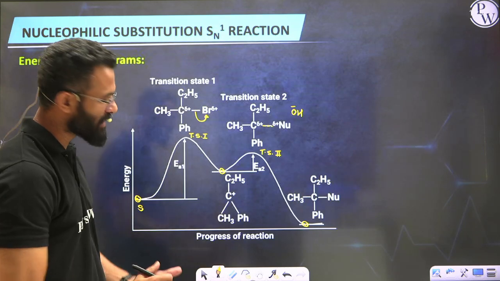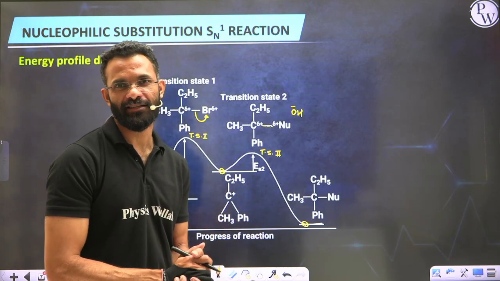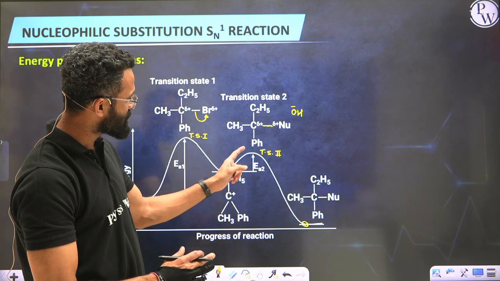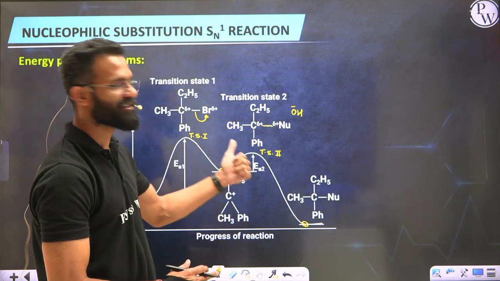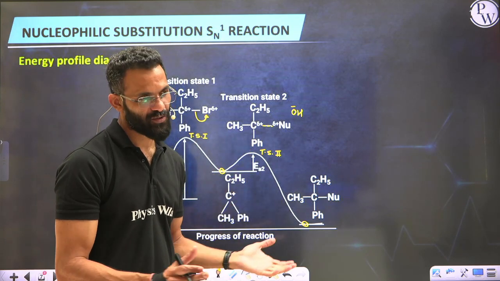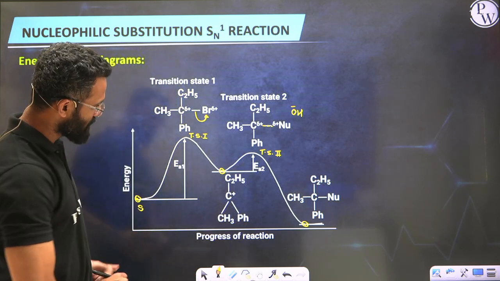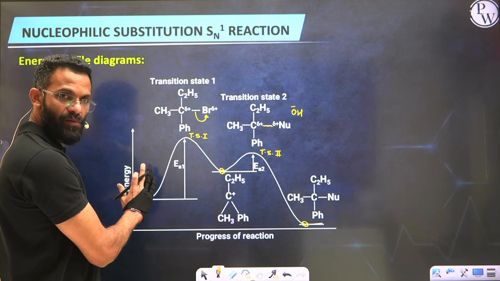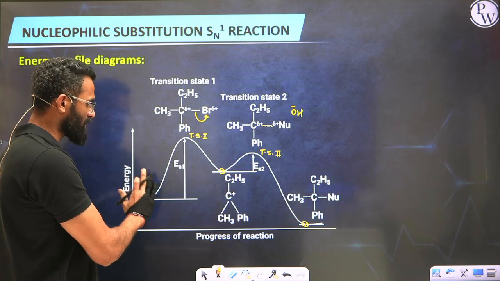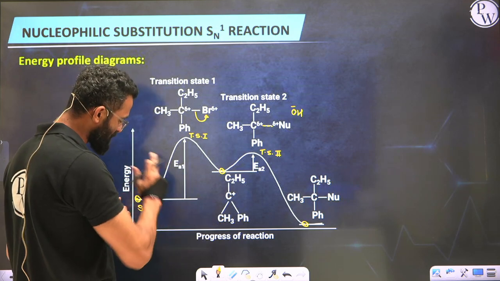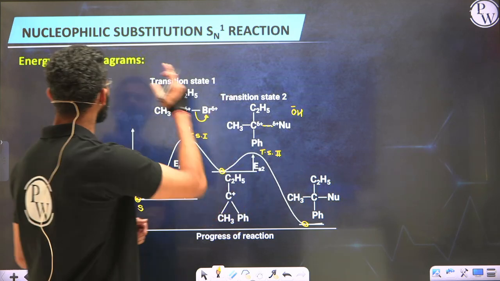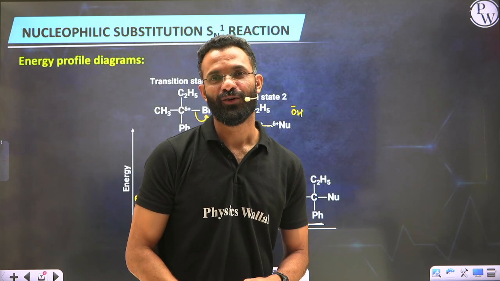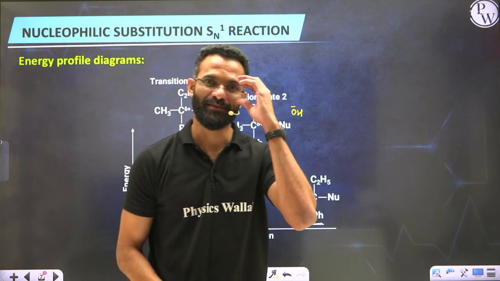With respect to your NCERT, you consider the SN1 reaction mechanism. Because we are considering 1 carbocation and 2 transition states, you will get 2 humps, 2 peaks here. So when the energy of reactants and product is plotted against the progress of reaction, the curve obtained is what you call an energy profile diagram. So this is the energy profile diagram for the SN1 reaction mechanism.